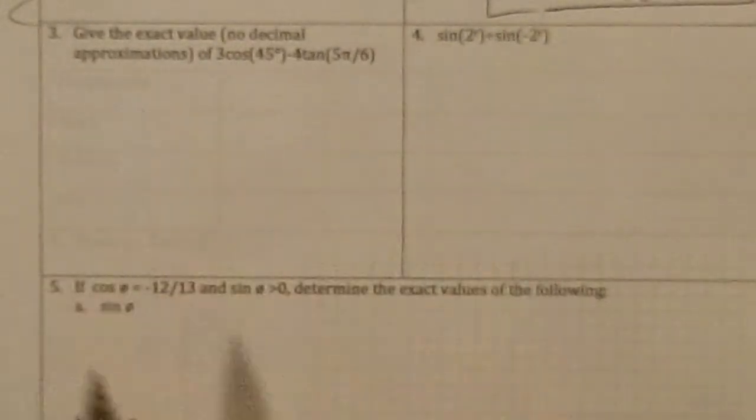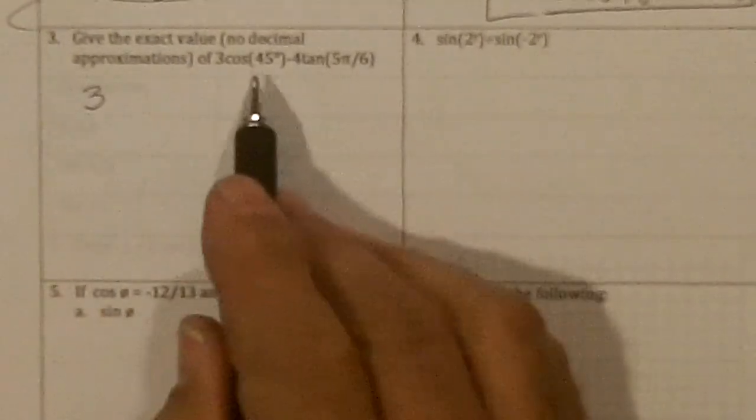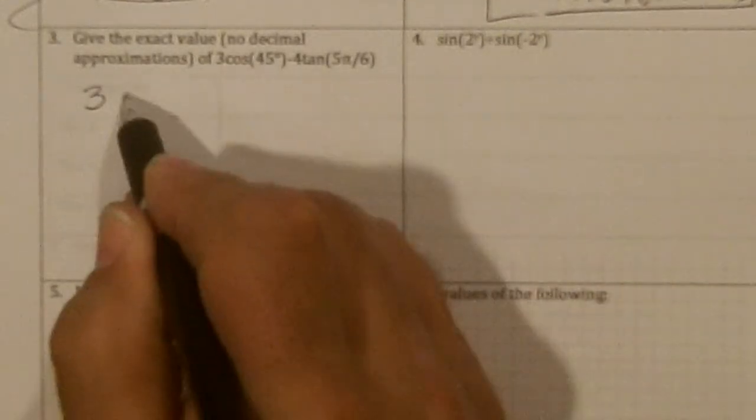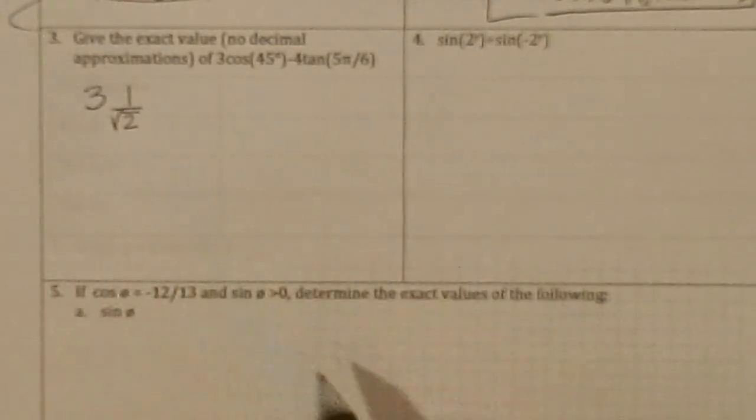Give the exact value, no decimal approximations. So 3 times the cosine of 45, and from our special triangle we know that's either 1 over the square root of 2 or square root of 2 over 2. 45 is in the first quadrant, positive.